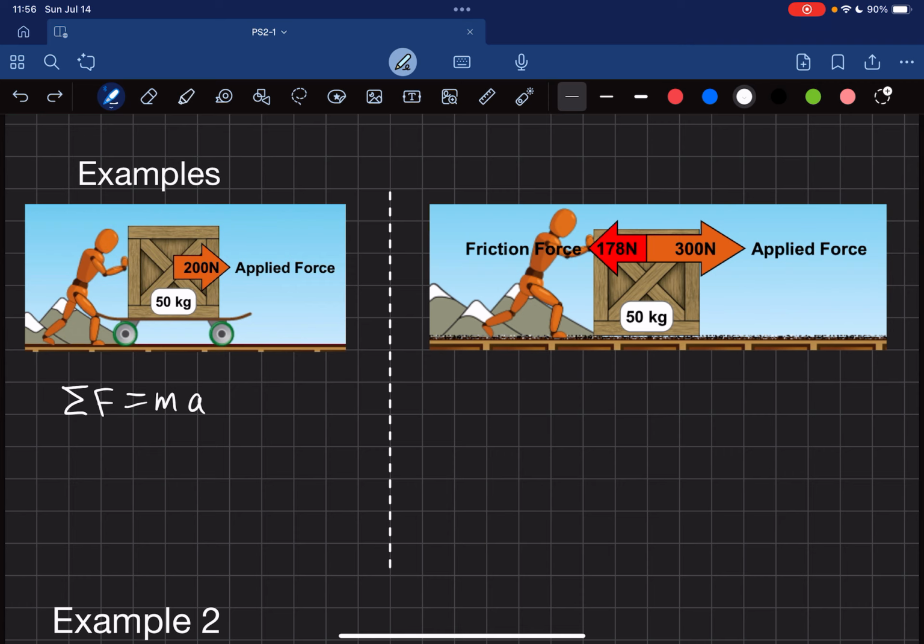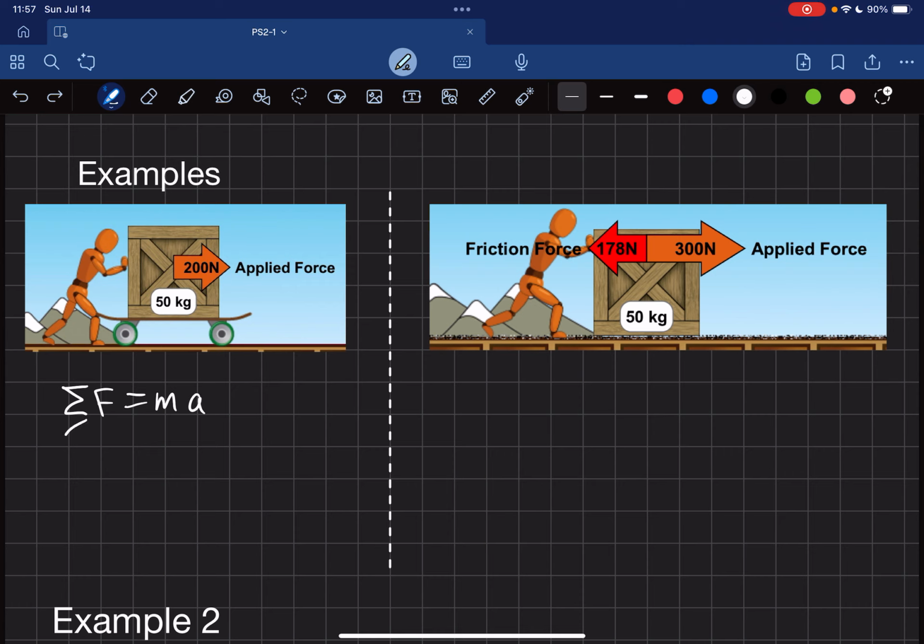So the object that we're considering, and that's something you got to think about, the object we're considering is the box. We have its mass, and we have one force that's being applied on it. And there's only one force. So when you have a case of only one force, that's also the net force.